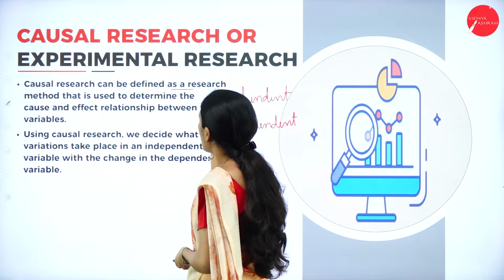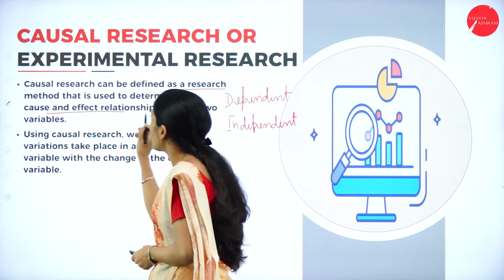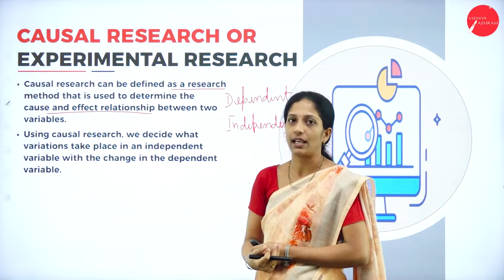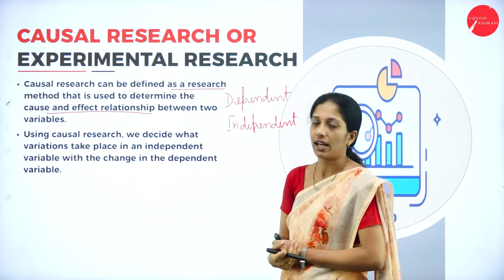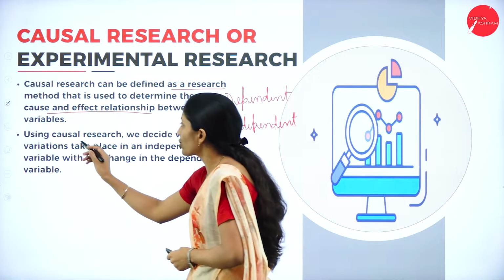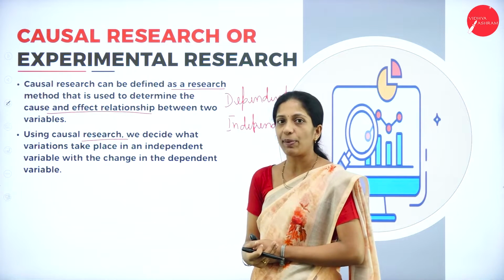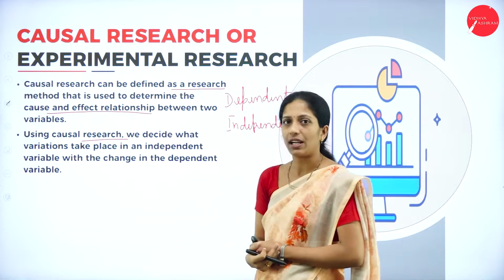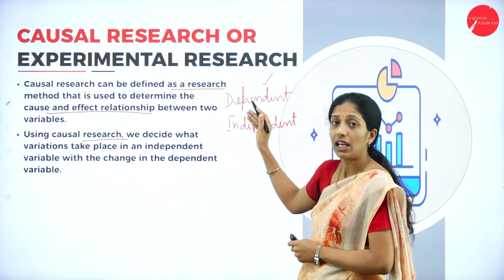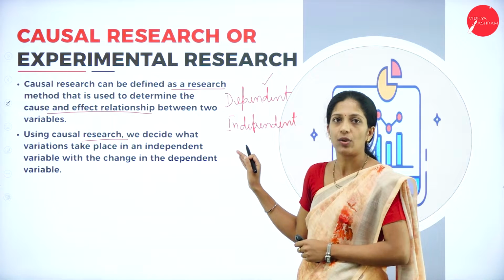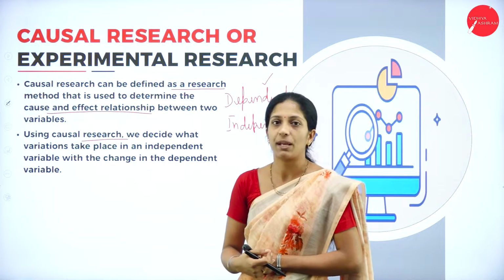Causal research can be defined as a research method that is used to determine the cause and effect relationship between the two variables. Now, which are the two variables? Dependent variable and independent variable. Using causal research, we decide what variations take place in an independent variable with a change in the dependent variable. Whatever changes are made in one variable, how it will affect the other variable, that is what we learn under causal research or experimental research.